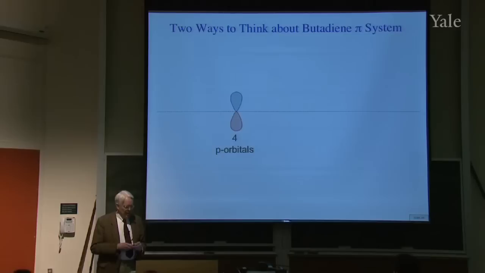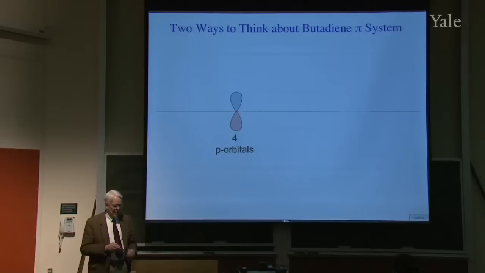But anyhow, these results are due to that, and I don't think it's appropriate to take the time to go into the limitations of the theory. But let's just take it as a qualitative guide to the way things work in quantum mechanics. Okay, so suppose we have four p orbitals in a row.